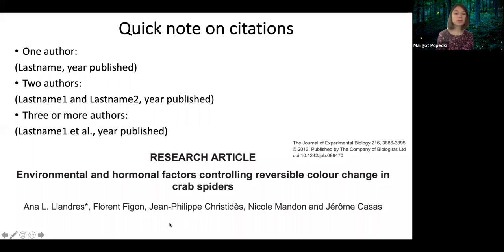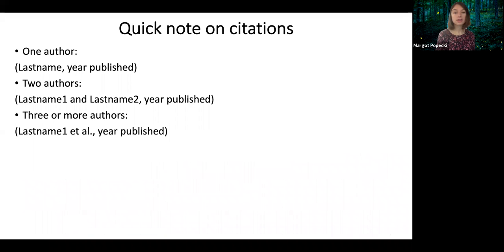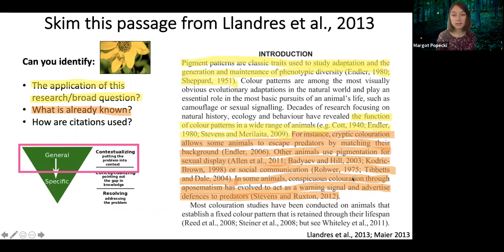So for example, for this paper that we're studying, Landres is the first author's last name. You can see that this study was published in 2013. So this citation would look like Landres et al., 2013. And you can see in our previous example, there's one author, Endler. And so you just see his last name with the year 2006. In this example, there are 2 authors, Stevens and Marileta, 2009.